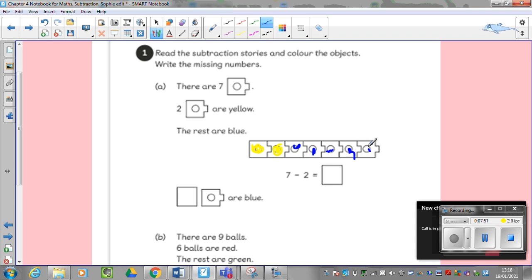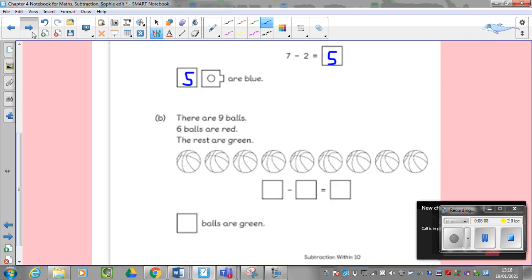Can't colour very well on here, Year 1, I'm sorry about that. So I've got 2 that are yellow, the rest are blue. How many are blue? We can see that there are 5 that are blue. And here, if I write it as a sentence, 5 are blue. Fabulous. Now you need to carry on with the next questions.